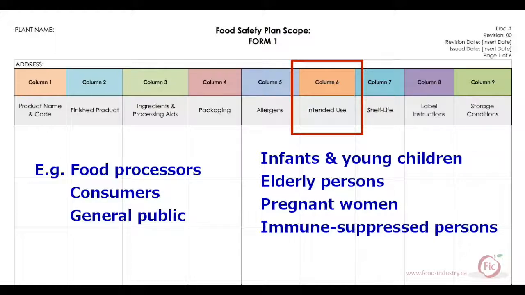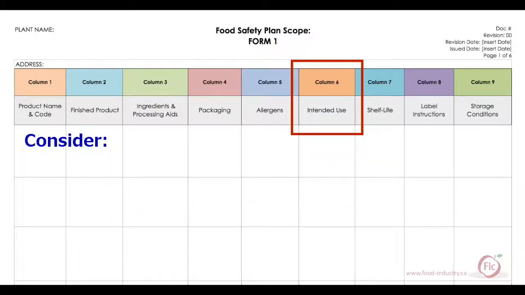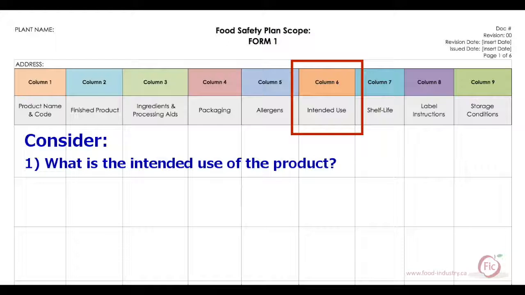Food consumed by these vulnerable groups may require more stringent controls that need to be considered in the hazard analysis. The food safety team should consider the following questions. 1. What is the intended use of the product? It may be for retail, food service, or further processing.